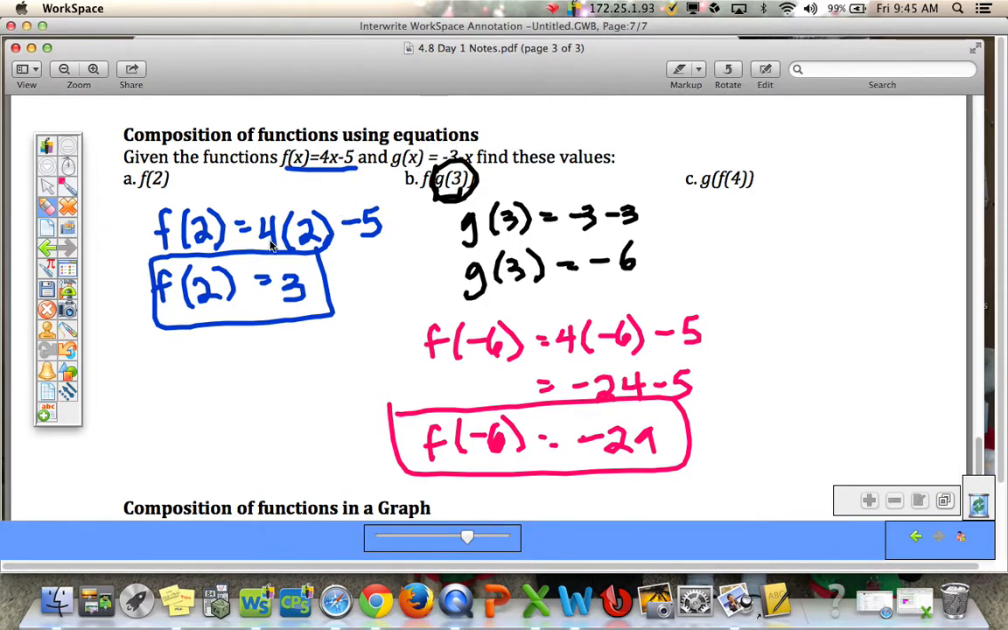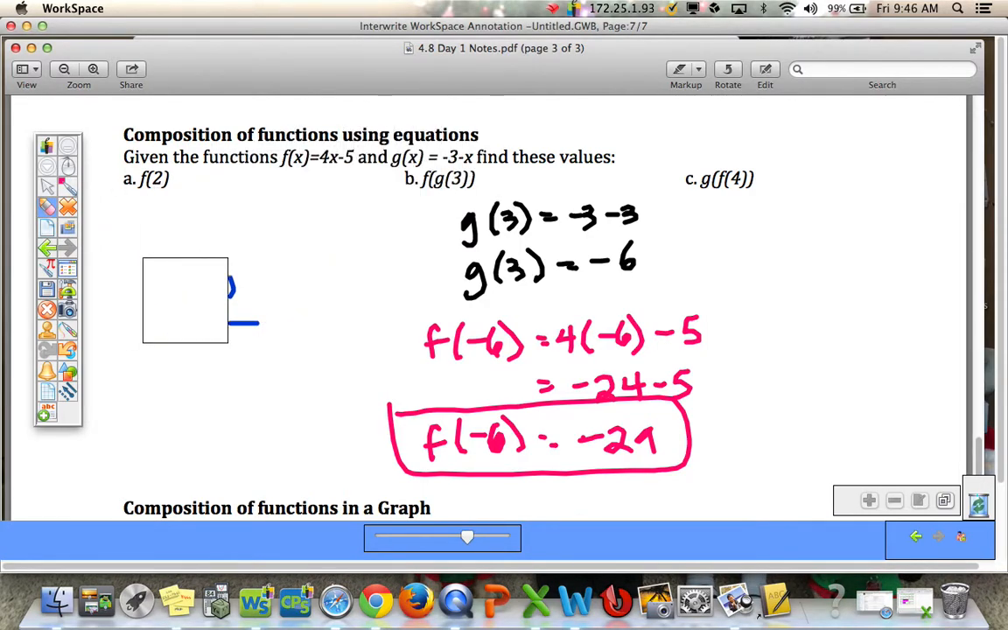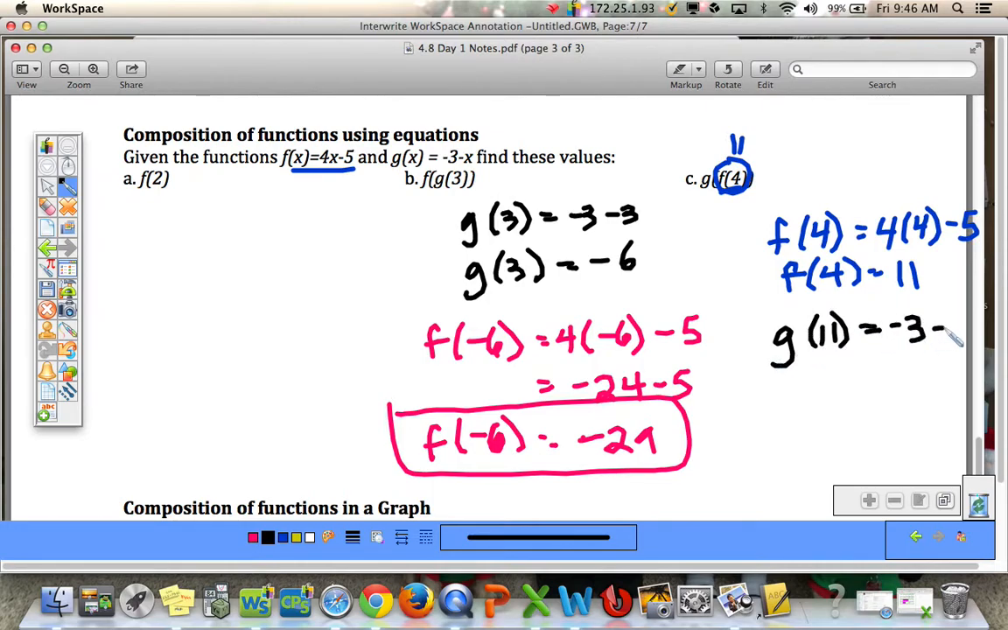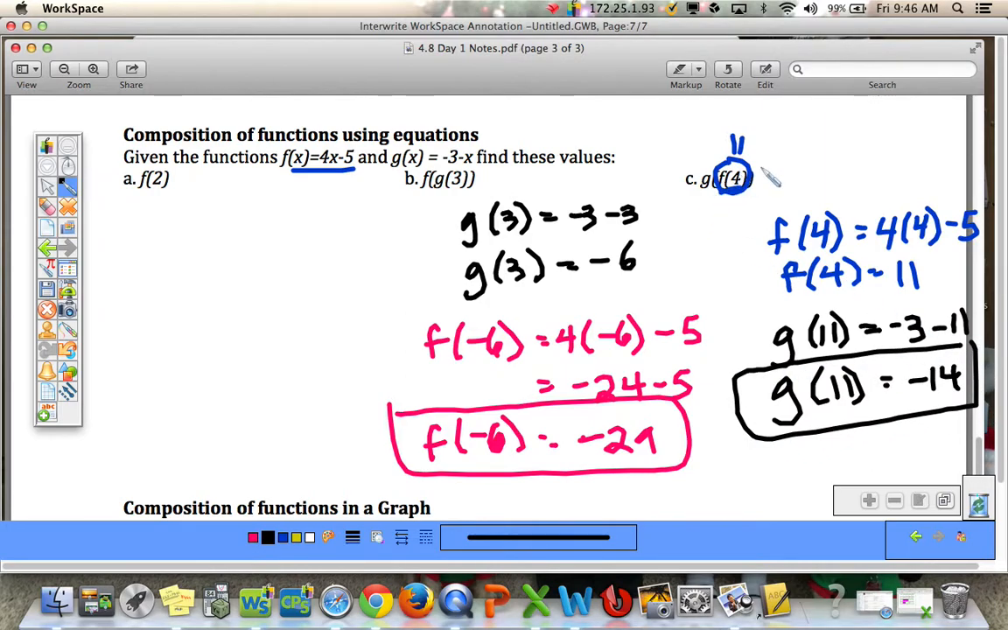Last one, g of f of 4. So I'm going to erase so I can use a different color. Let's use blue again. All right, start with f of 4 right here. F of 4, plug in a 4 for x. So f of 4 equals 16 minus 5, which is 11. Okay, so now replace this f of 4 with an 11 and find g of 11 equals negative 3 minus 11. G of 11 equals negative 14. And there's your answer. We could say g of f of 4 equals negative 14.